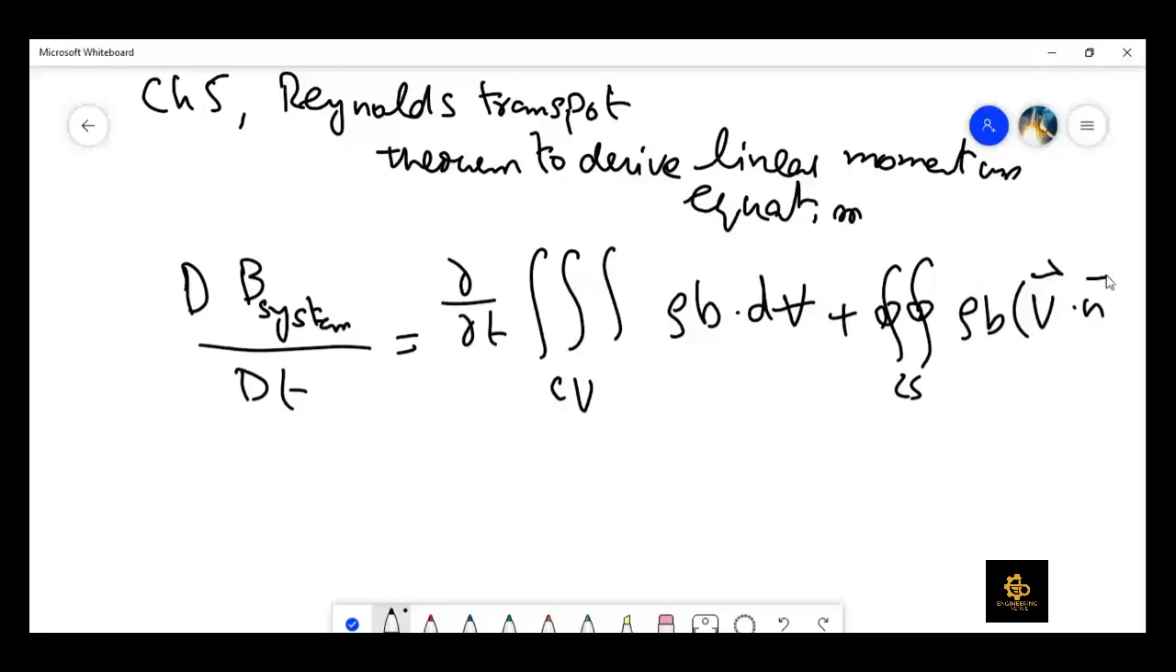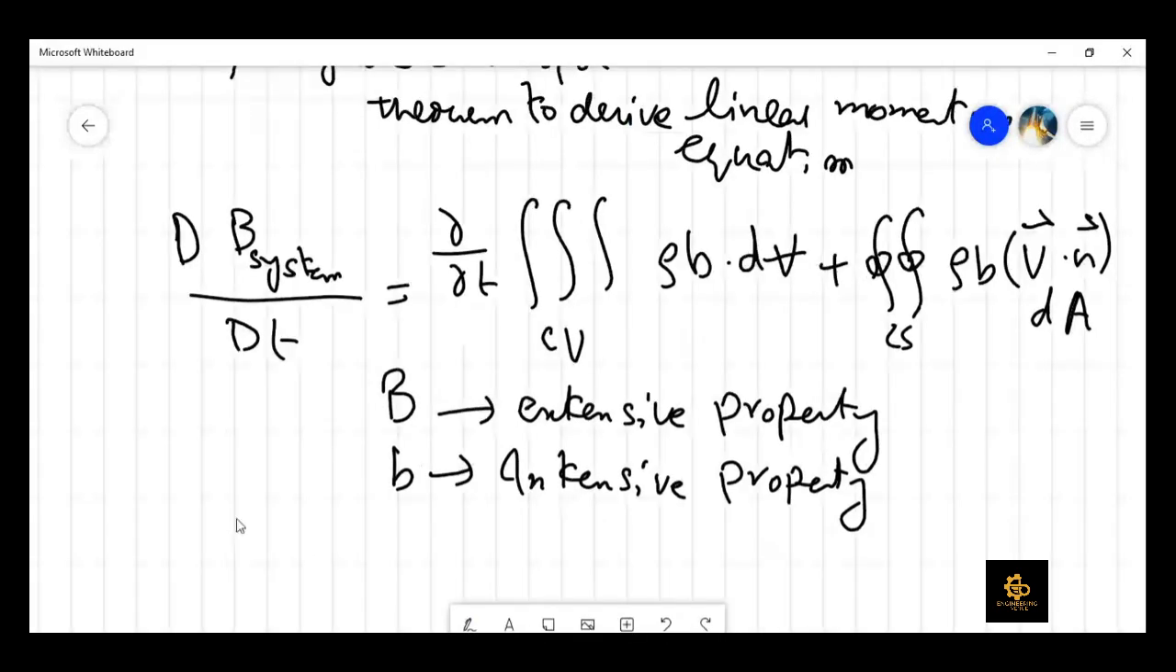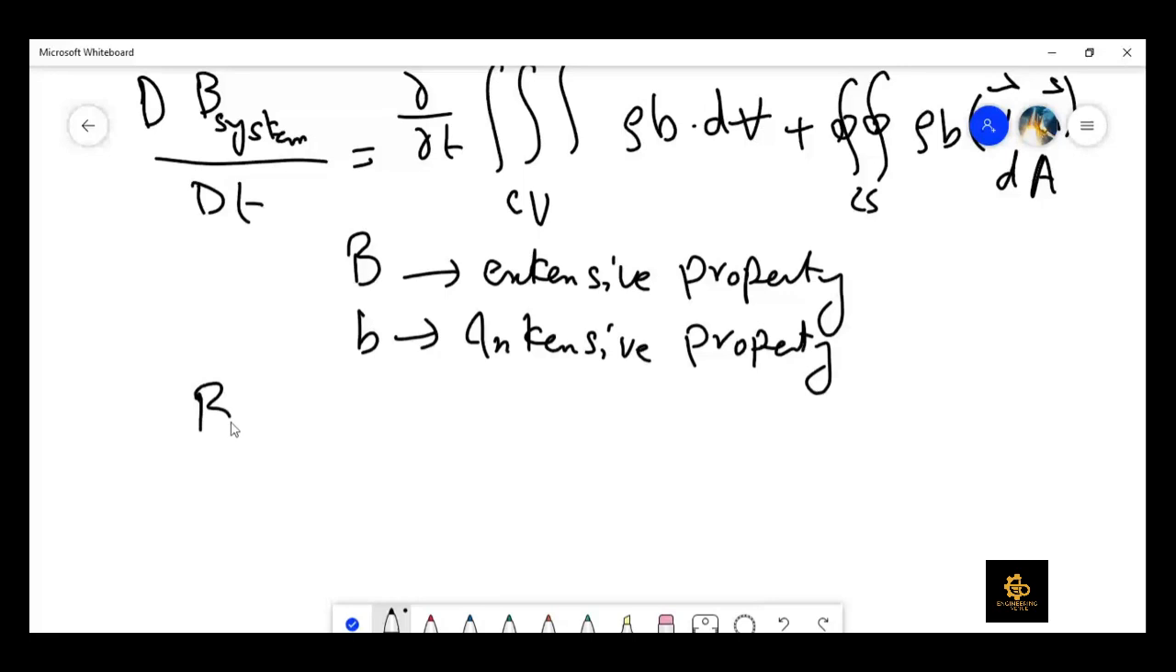Now, this capital B is the extensive property, which depends upon the mass and volume of the system. This small b is the intensive property, which does not depend upon the mass or volume of the system. So for the momentum equation, if you remember, B was equal to m times V, right? So correspondingly, small b was equal to V. V is the velocity, right?